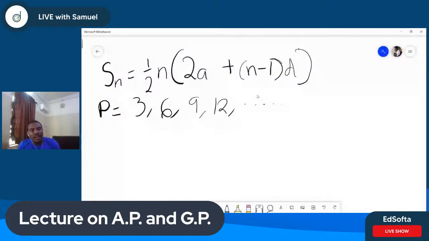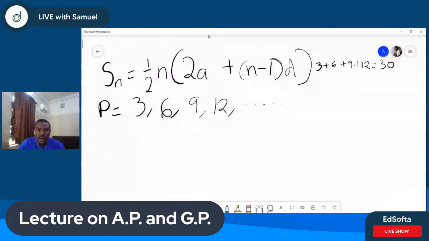Naturally, if we are to find the sum of these 4, we have 3 plus 6 is 9. 9 plus 9 is 18. 18 plus 12 is 30. So we can just write it at the side: 3 plus 6 plus 9 plus 12 is equal to 30.